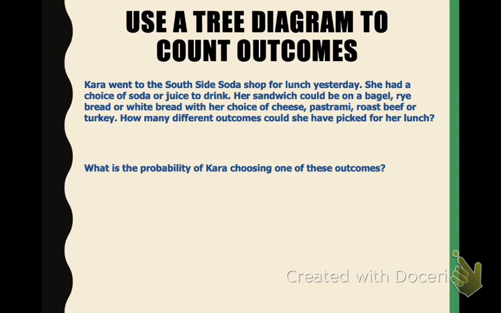Okay, so when I have multiple options like this, okay, soda or juice, bagel, rye bread, or white bread, cheese, pastrami, roast beef, or turkey, I'm going to actually start with the most options I have, and then my tree diagram, I just won't have to write as much. So I'm going to start with the choice of cheese, pastrami, roast beef, or turkey. So she can choose cheese, pastrami, roast beef, or turkey. Okay, she has four options there.